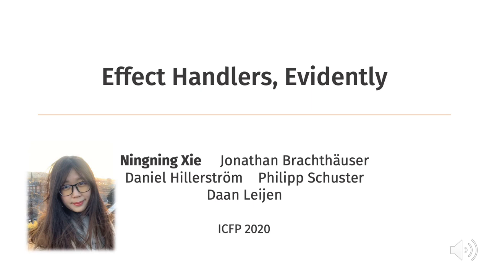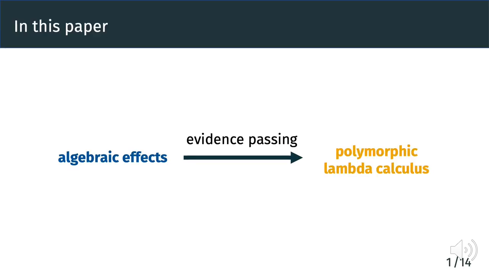Hello, everyone. I'm Ningning. I'm going to present our work, Effect Handlers, Evidently. In this work, we show that we can elaborate algebraic effects by evidence passing to polymorphic lambda calculus. This gives new semantics of algebraic effects. In particular, there is no need for a special runtime system for implementations. This can be extremely useful if you want to compile algebraic effects to languages like C. Moreover, we show that with evidence passing, such implementation can be quite efficient.